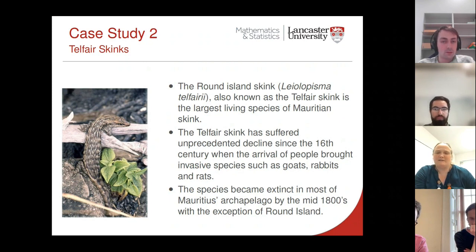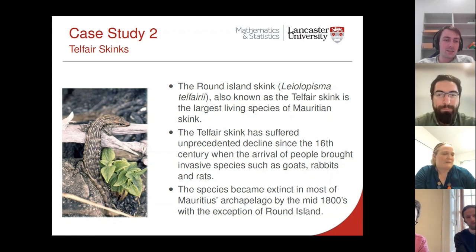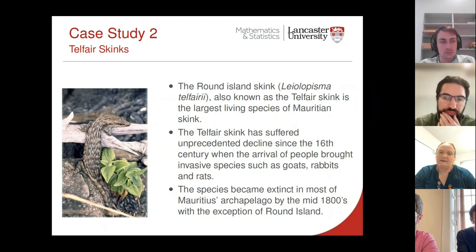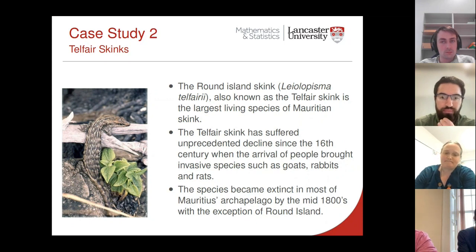You might be thinking, well, hang on, how are goats and rabbits actually going to affect skinks? But I'm reliably told that the herbivorous invasive species degrade the habitat that the Telfairs relied on, both for food and shelter. As the rabbits and goats destroyed that, the population of Telfair declined. So the species became extinct in most of the archipelago, with the exception of one location, and that was Round Island.